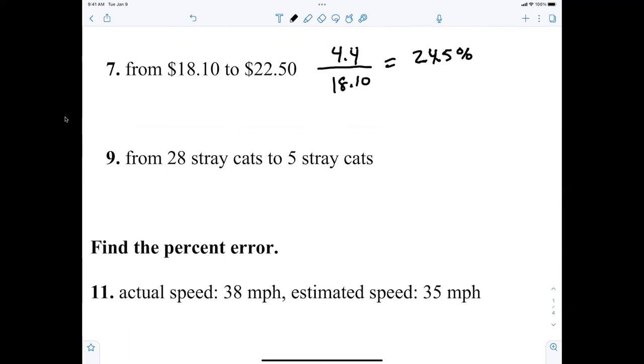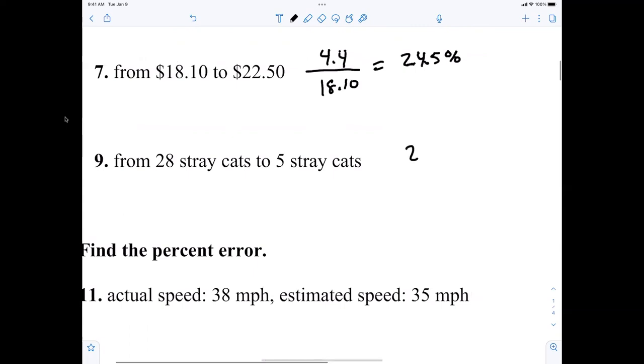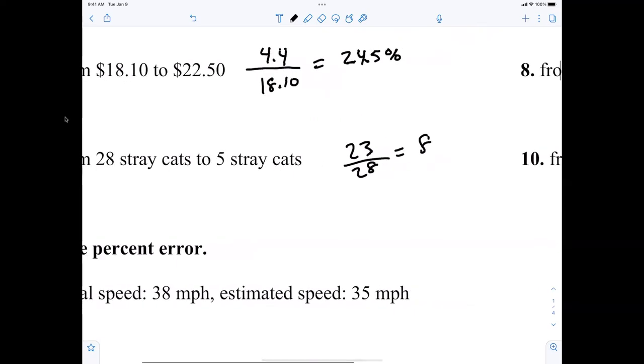Go. Tell me, Molly. 23 over 28. Good job. Yes, 23 over 28. And that goes 82.1%, about 82.1%. Now, does everybody understand why I like to put the 82.1? Because I don't want the person to think that it was exact. All right, 82.1%. I'm happy with that.